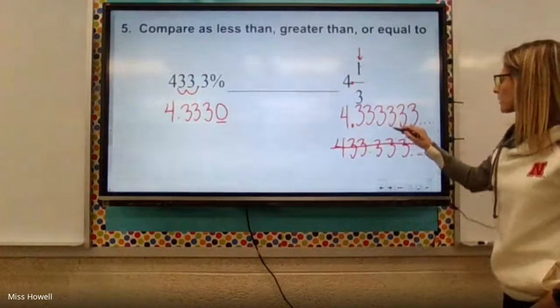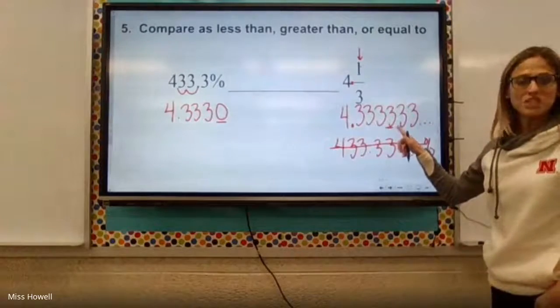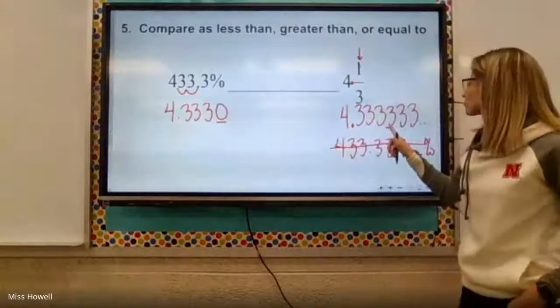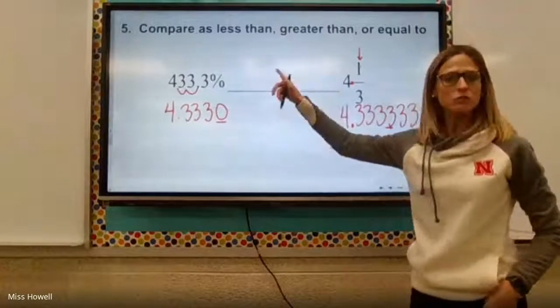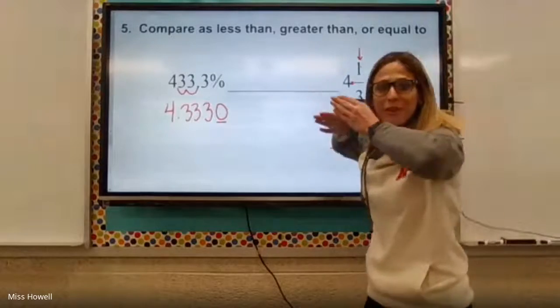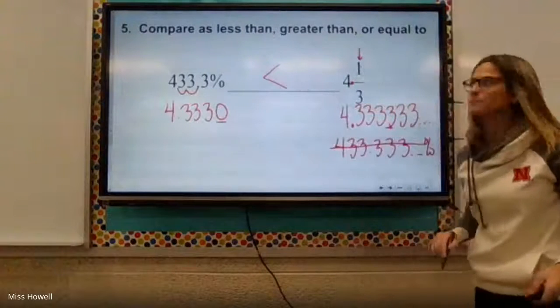1, 2, 3, 4. So I'm comparing a 0 to a 3. They no longer match. Equal sign is out. All right, whatever's true about this 0 compared to this 3 is true about the values of these two numbers. So 0 is smaller than 3, so we should have a sign facing this way to the smaller stuff on our number line, which is a less than symbol.